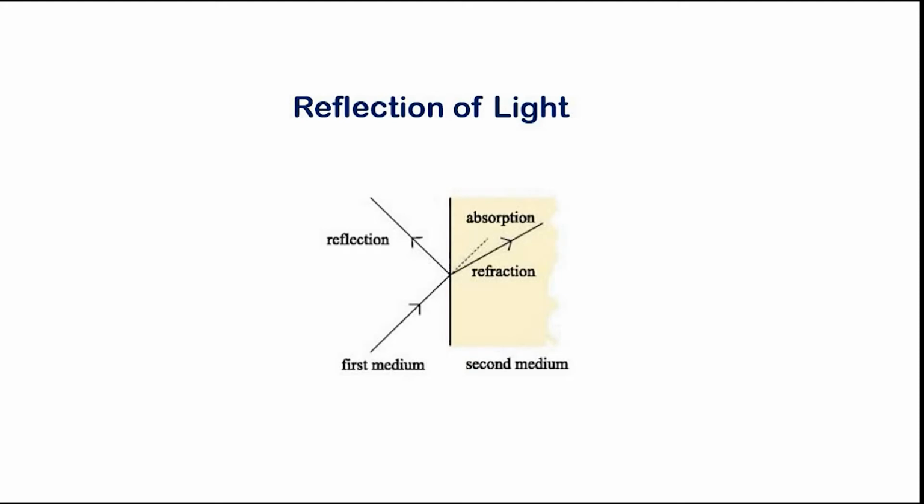When light is sent from one medium to another, three different phenomena occur simultaneously. Look at this figure. One of these is reflection, and the other two are refraction and absorption. While traversing from the first medium into the second medium, if a part of the light returns to the first medium, the phenomenon is called reflection. Some part of it may enter the second medium, which is called refraction, and some of it may be absorbed, which is called absorption.